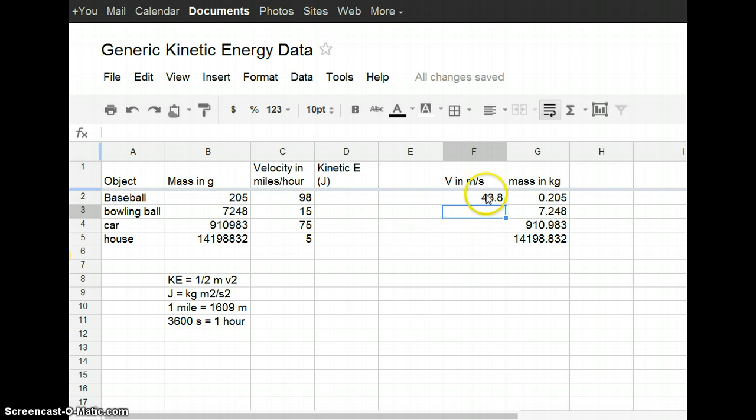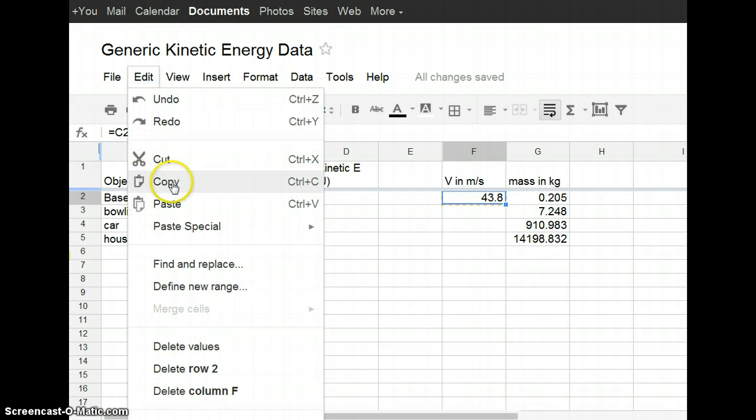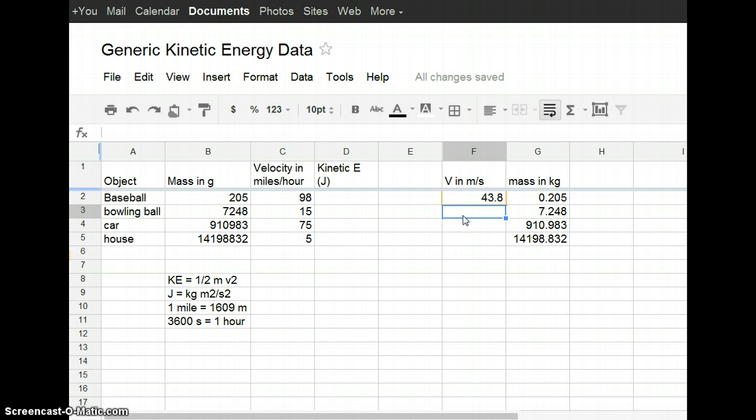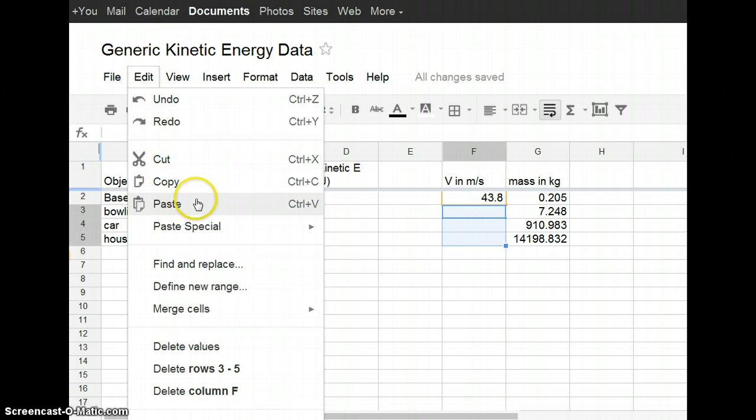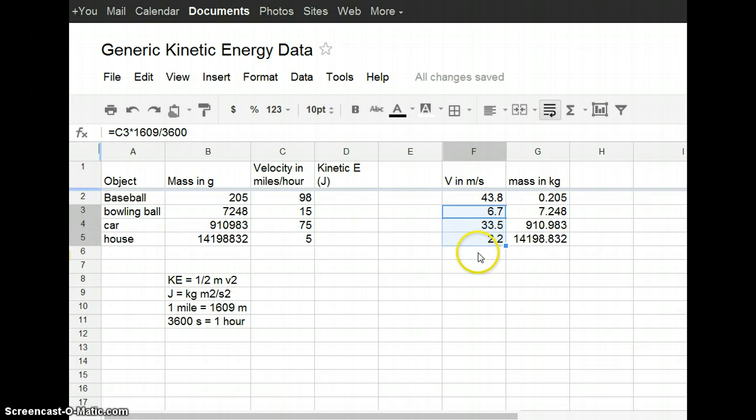So now back to the formula. I typed out the formula, and the formula is the same for all of those velocities per second. So again, I'm going to go up to that cell, and I'm going to hit Edit, Copy. I'm going to highlight those, and then hit Edit, Paste. And so those are the velocities in meters per second. Okay, so now I have the velocity in meters per second, I have the mass in kilograms.